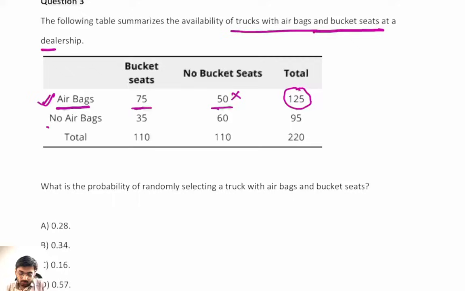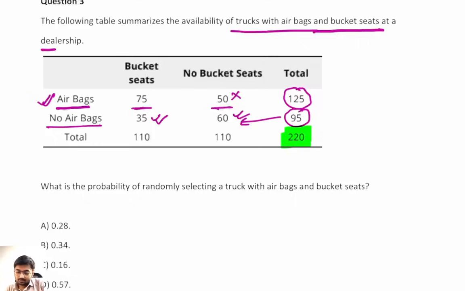Now, no airbags. There are 95 trucks which don't have airbags, but they have bucket seats, and out of 95, 60 trucks don't have bucket seats and don't have airbags, clear. If you ask me how many trucks there are in total, the answer is 220. I'm discussing all the possible points, clear.